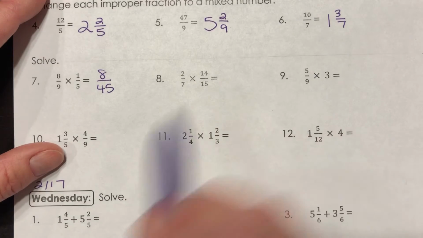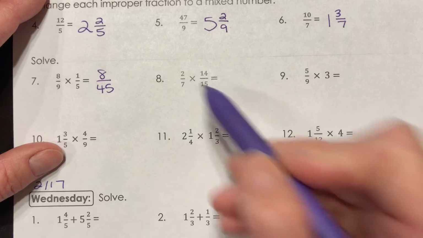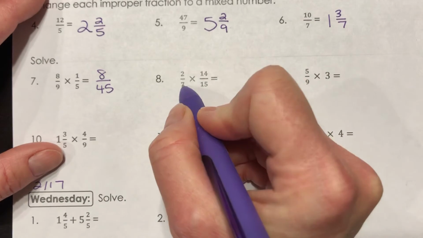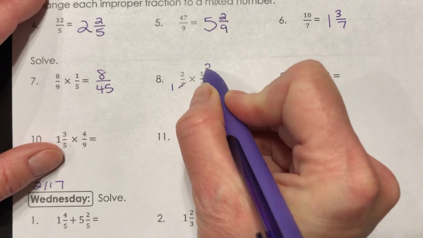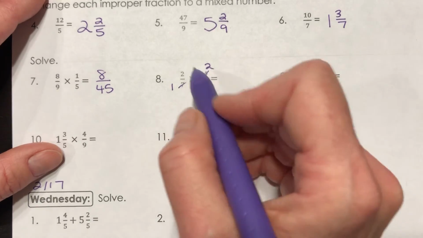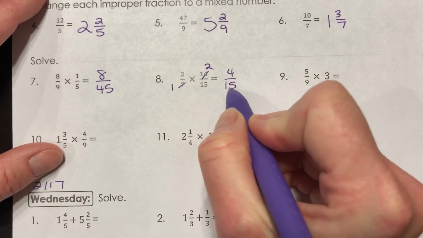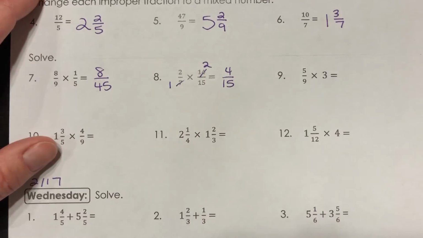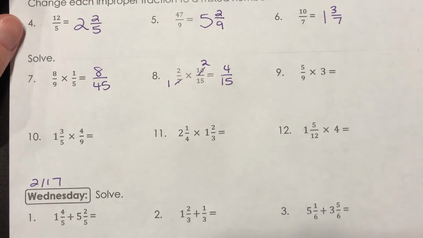All right, take a look at the next one. 2 and 15, there's nothing I can do, but 7 and 14 there is. 7 goes into both of those. 7 goes into 7 once and into 14 twice. So you end up having 2 times 2, which is 4, and 1 times 15, which is 15. 4 fifteenths is simplest form. There's not a number that goes into 4 and 15 other than 1, so you're done.